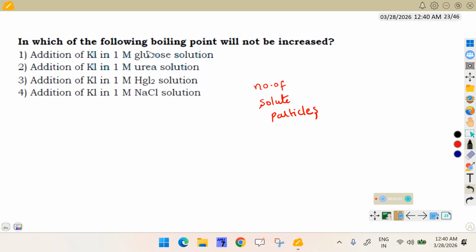Which of the following boiling points will not be increased?